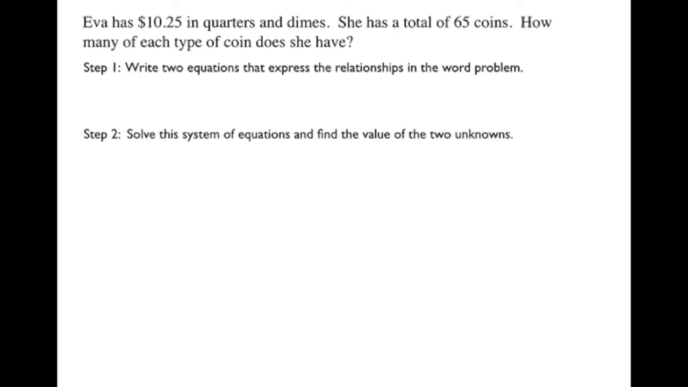Now that we know how to solve systems of equations, let's use these tools to solve some real-world problems. In this problem, Ava has $10.25 in quarters and dimes. She has a total of 65 coins. How many of each type of coin does she have?